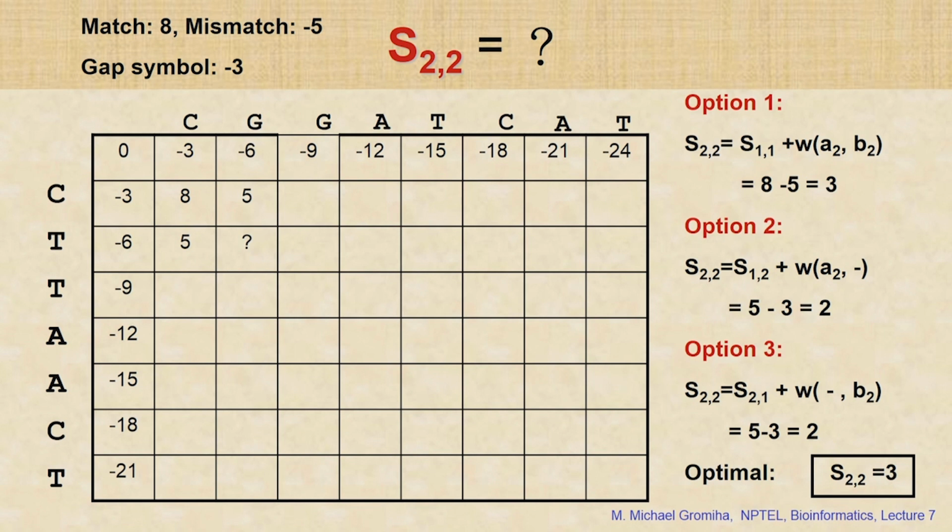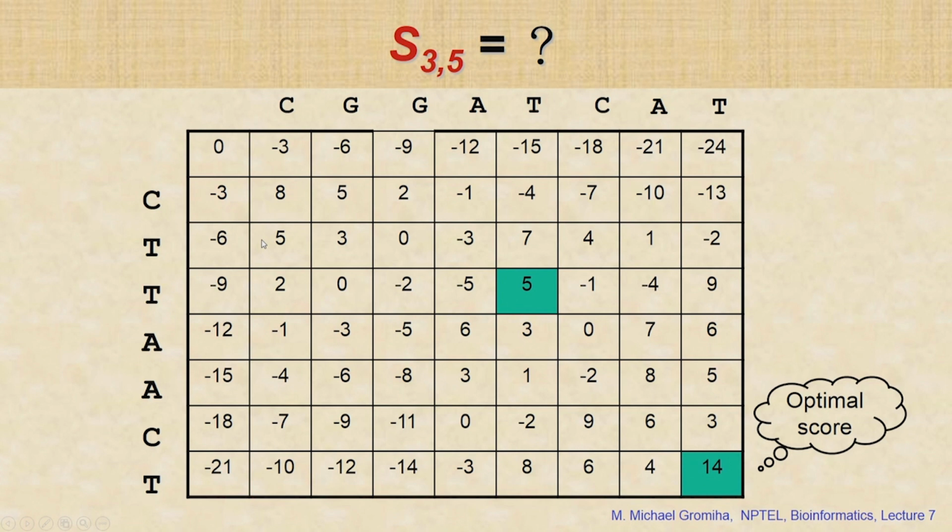This one quickly: 5 minus 2 equal to 3, here equal to 5 minus 3, 5 minus 3 equal to 2, and here 8 minus 5 equal to 3 because of mismatch. So, this is the maximum. So, we put 3 here. So, finally, we fill the matrix. So, finally, we get the optimum score of 14.